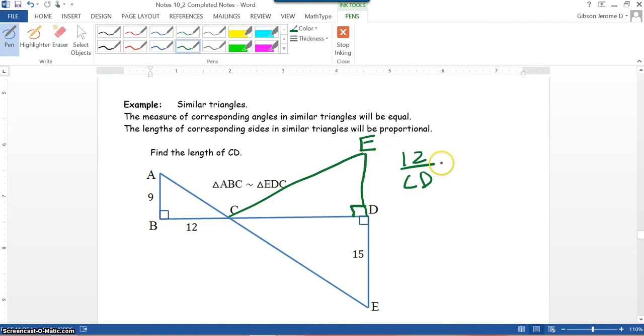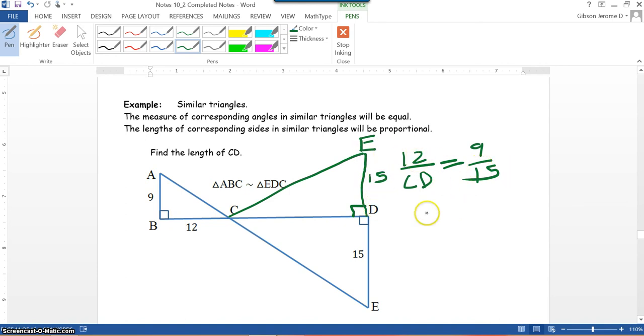So next, we set this equal to, now we have CB over CD. So now we could take AB, which is 9, over DE, which would be 15. I didn't write that here, but this side here is 15. So now let's go back over that again. BC is 12, and CD we don't know. And then now we will go here. AB is 9, and DE will be 15.